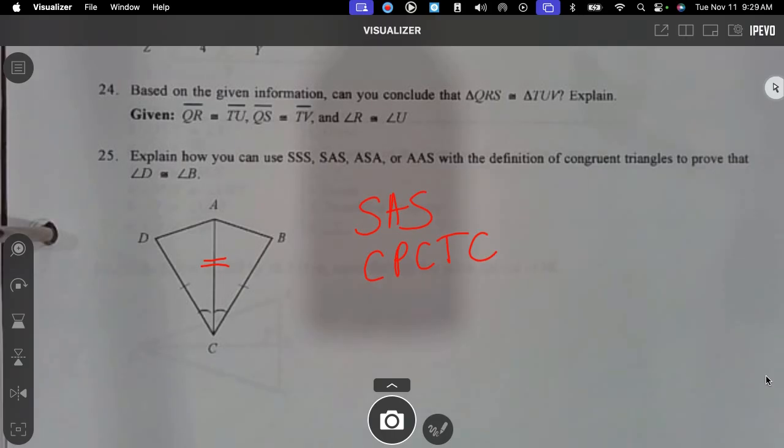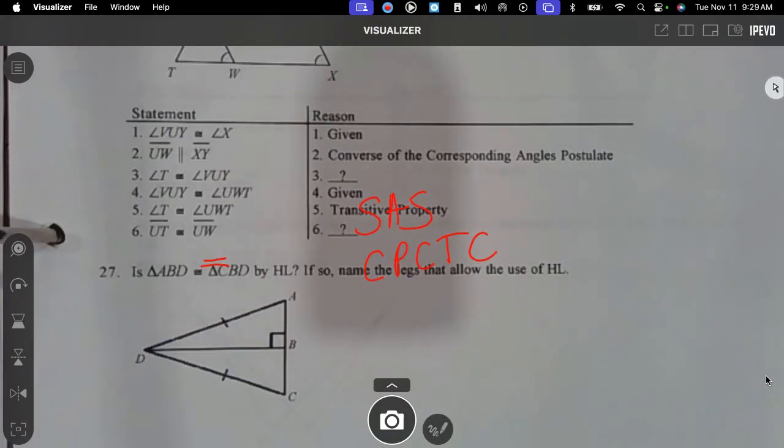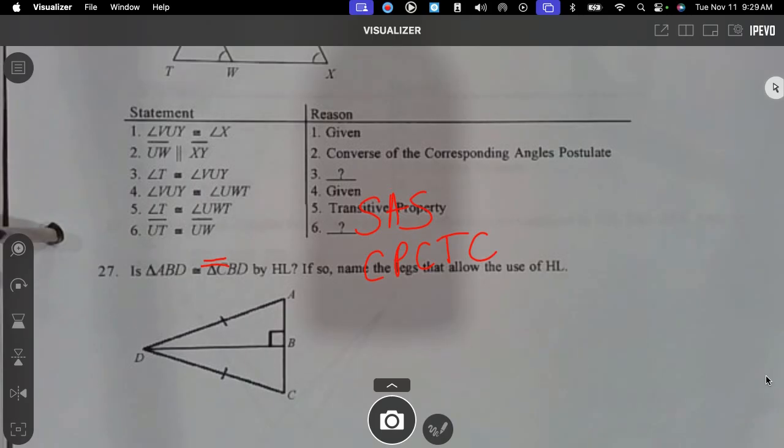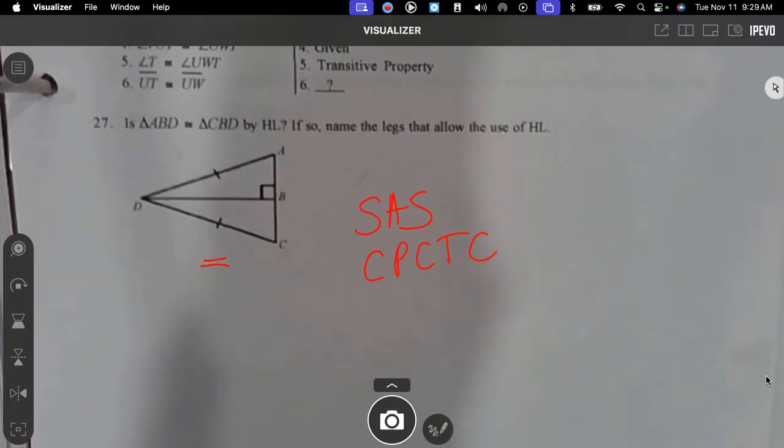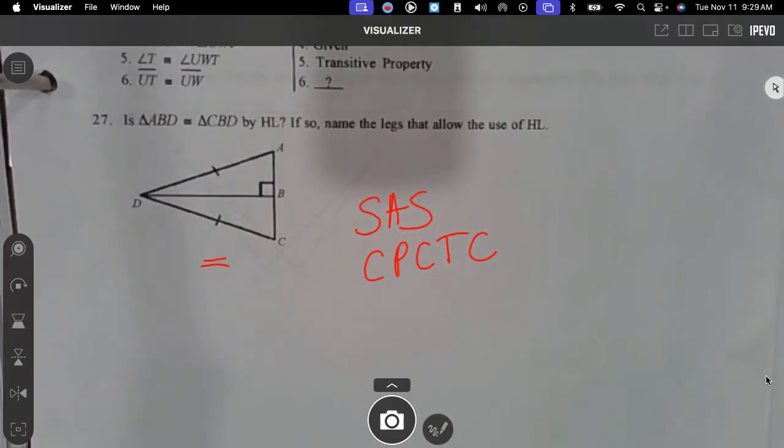Okay, 4 more to go. Whew, we're getting there. Everybody has that one? Let's see. The next one is 27. Okay. Are these triangles congruent by hypotenuse leg? If so, name the leg.